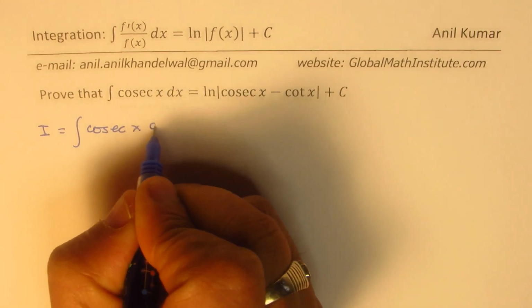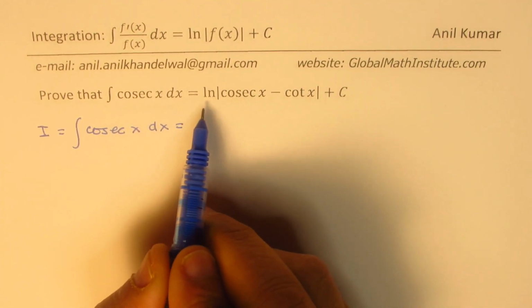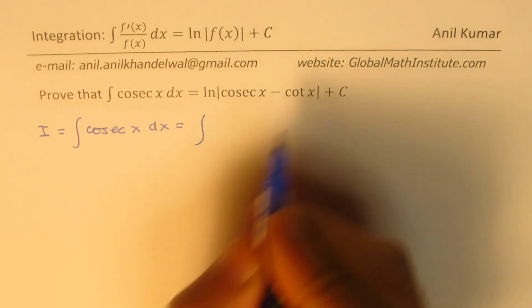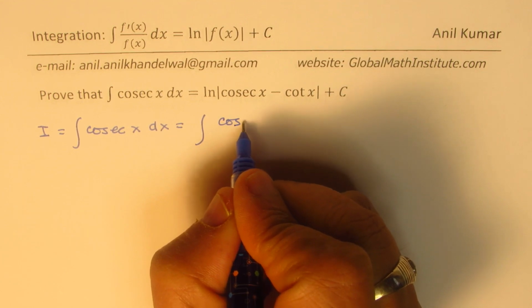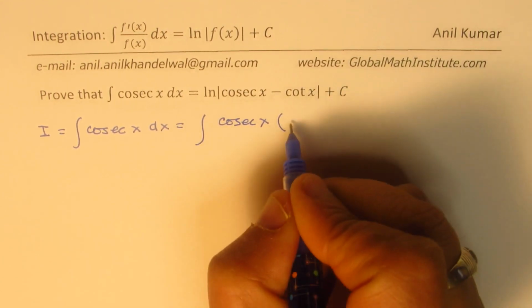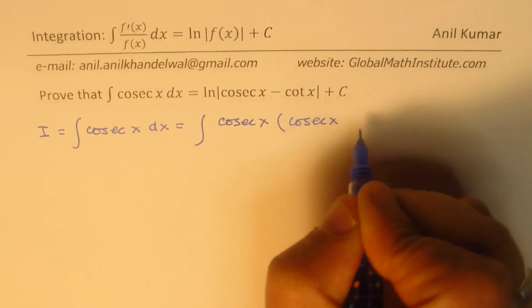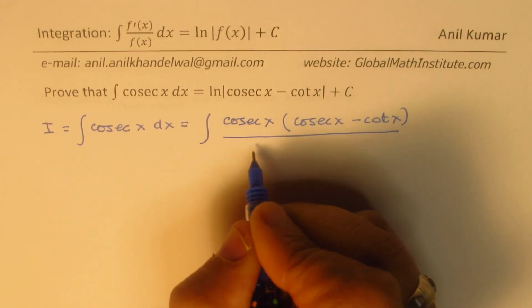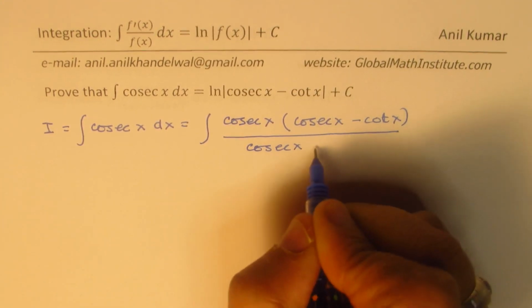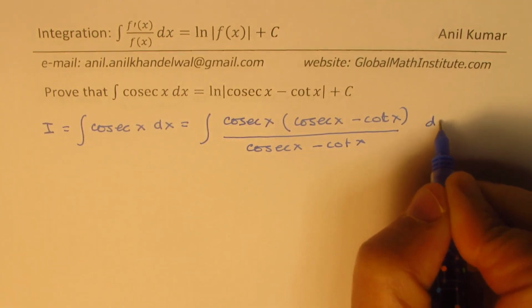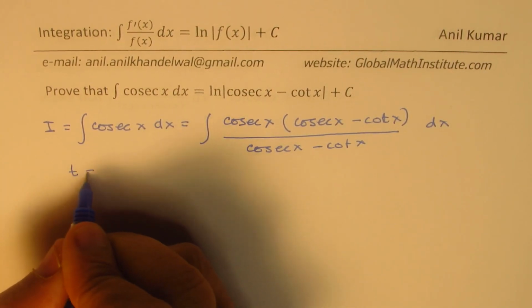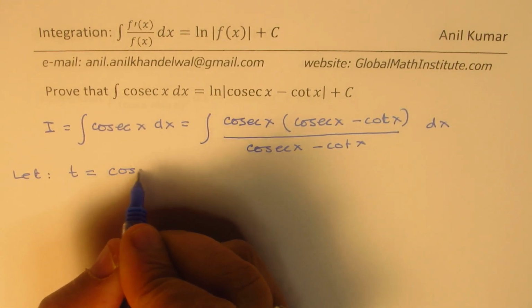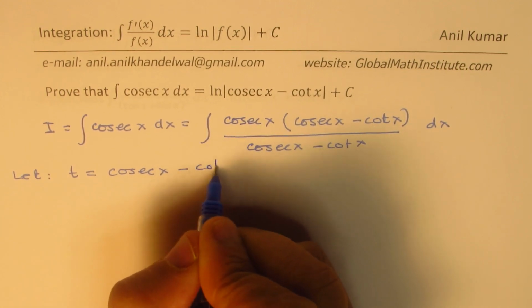cosecant x dx, right? Since we are given that it is ln of all this, the strategy is to multiply and divide by this function. So what we get here is cosecant x times cosecant x minus cotangent x over cosecant x minus cotangent x dx, correct? Now we'll make a substitution. Let t equal the denominator, which is cosecant x minus cotangent x.